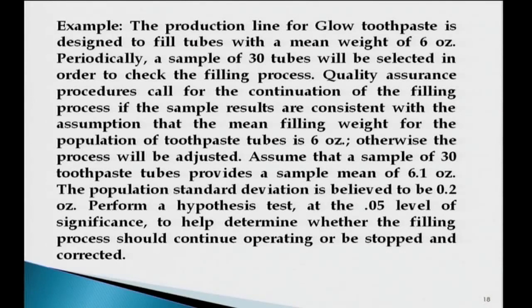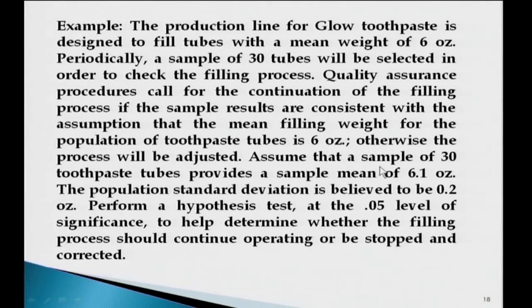The production line for Glow toothpaste is designed to fill tubes with a mean weight of 6 ounce. Periodically, a sample of 30 tubes will be selected in order to check the filling process. Quality assurance procedures call for the continuation of the filling process if the sample results are consistent with the assumption that the mean filling weight for the population of toothpaste tubes is 6 ounce. So, we are expecting the average weight for population as 6 ounce. So, that means we are expecting mu to be 6, otherwise the process will be adjusted.